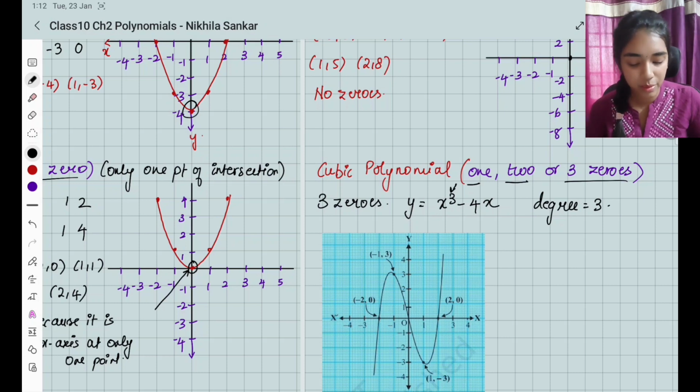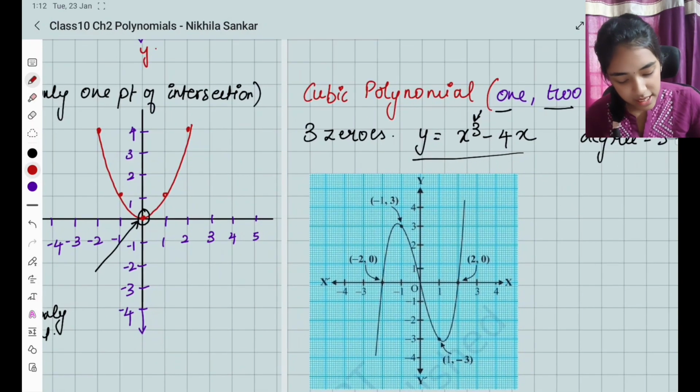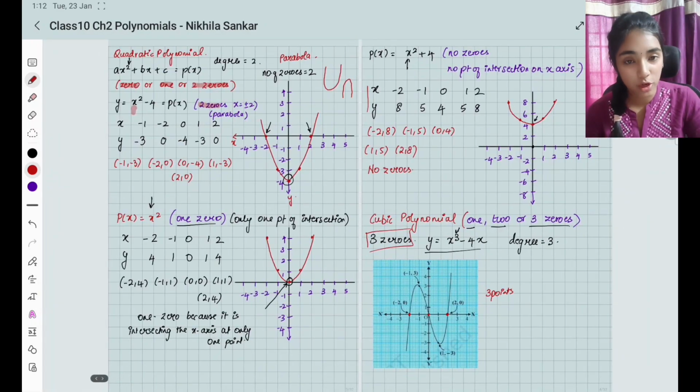Okay, இந்த இடத்துல graph நான் போட்டிருக்கேன். We are not going to plot the values for this. So you have y equals x cube minus 4x. So இதுக்கு 3 zeros இருக்குன்னு சொல்றாங்க. 3 zeros இருக்கா? Let's see. So on the x-axis, it is intersecting at 1, 2 and 3. So it is intersecting the x-axis at 3 different points and hence it has 3 zeros. புரிஞ்சுதா? So this is going to be cubic polynomial with 3 zeros.